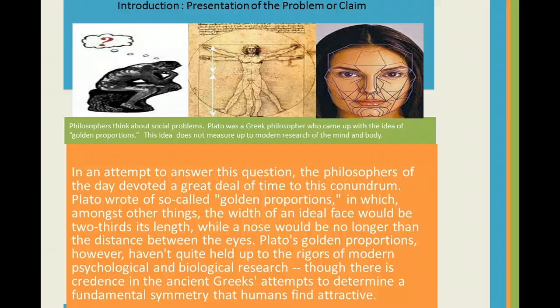In an attempt to answer this question, the philosophers of the day devoted a great deal of time to this conundrum. Plato wrote of so-called golden proportions in which, amongst other things, the width of an ideal face would be two-thirds its length, while a nose would be no longer than the distance between the eyes. Plato's golden proportions, however, haven't quite held up to the rigors of modern psychological and biological research, though there is credence in the ancient Greeks' attempts to determine a fundamental symmetry that humans find attractive.